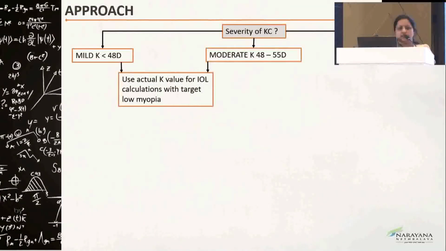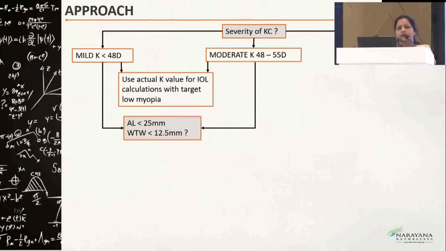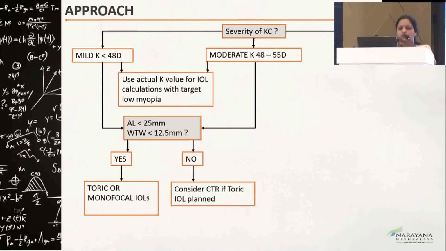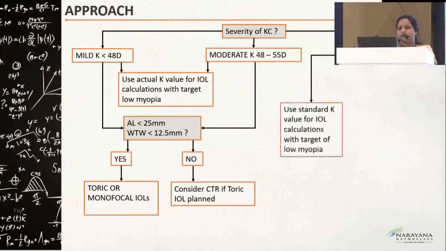This is what is required for a cataract surgeon based on the severity of the KC. If it is a mild KC of less than 48 diopters, we can actually use the K value for all our calculations and target a low myopia. If the axial length is less than 25 millimeters, or white to white is less than 12.5, we can plan toric or monofocal. If it is a larger axial length, or if the white to white is large, meaning that the bag is larger, we may need to consider a CTR if a toric is planned.